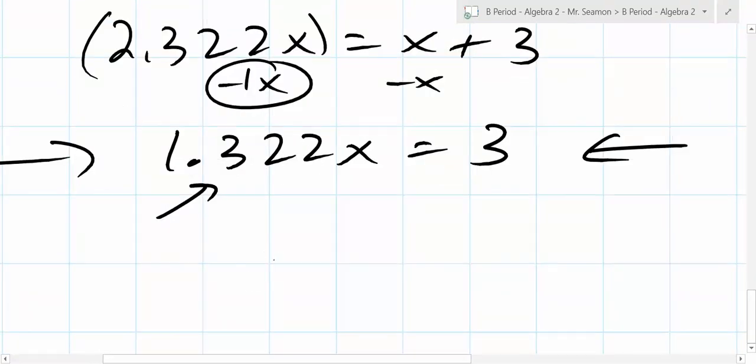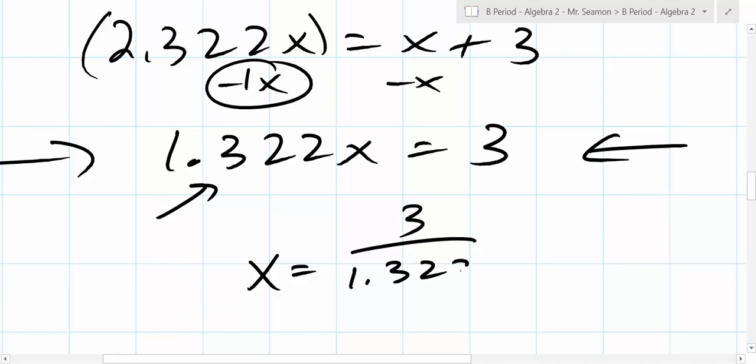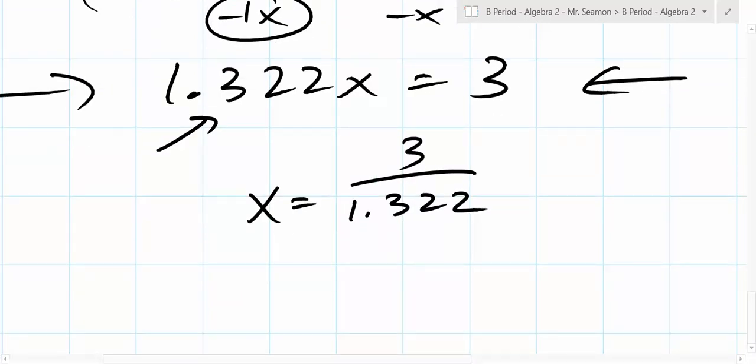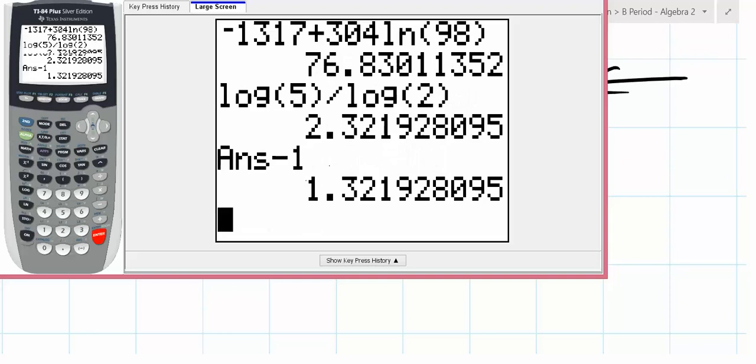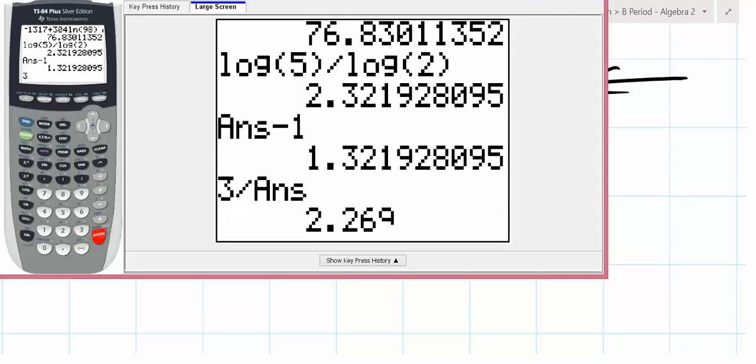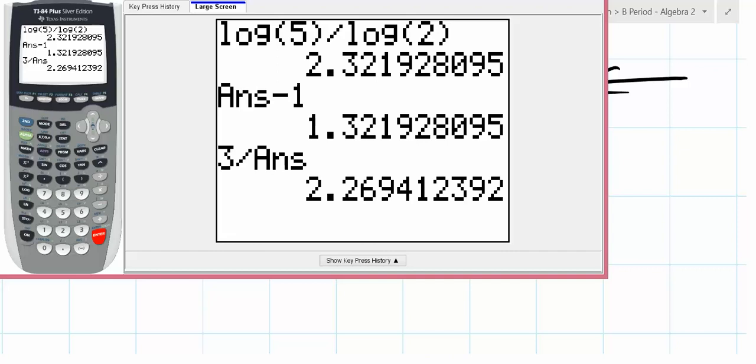So what do I do to both sides now? So you go back, and we've rounded a little bit, right? So we subtracted 1, right? Correct? And it's 3 divided by that. And what did I get? 2.269.